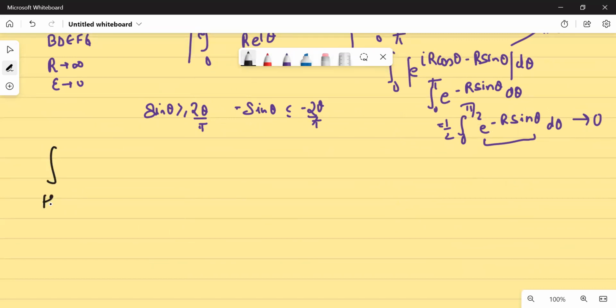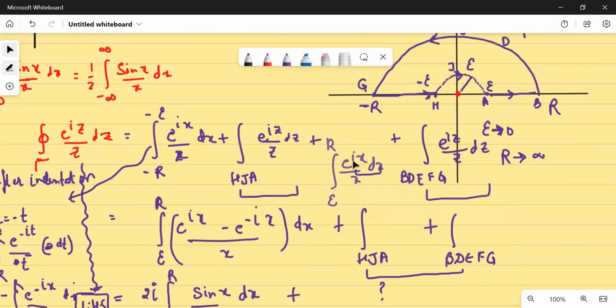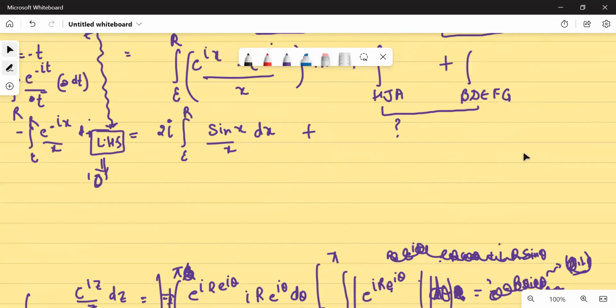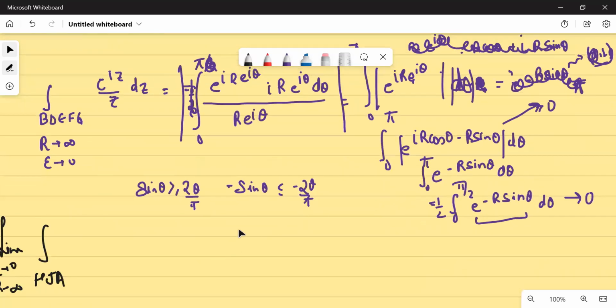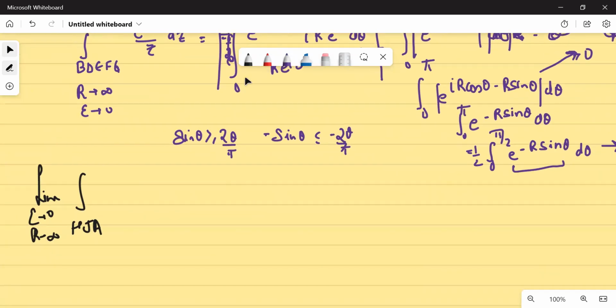Yes, sir. Now, what about HJA? So HJA I'm evaluating as r tends to infinity and epsilon tends to 0. Okay, so at HJA, again I'll come upstairs. Let's see, what does HJA mean? What do I have to evaluate? I have to evaluate the integral over HJA. Any point on HJA can be written as epsilon e to the power iota theta. Is that clear?